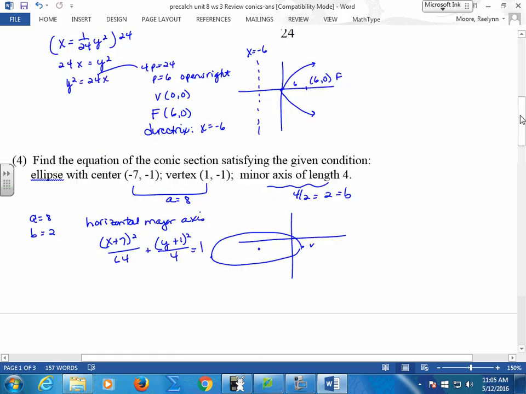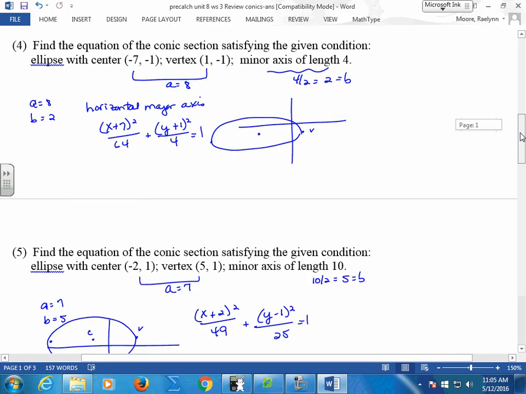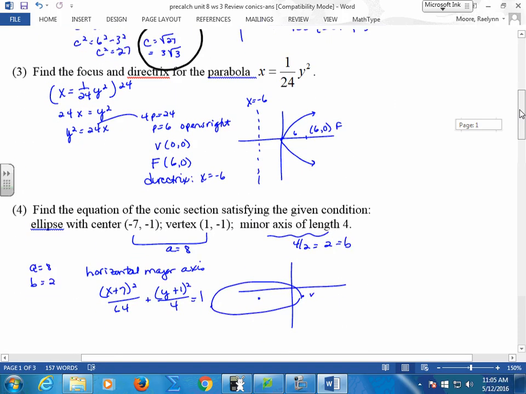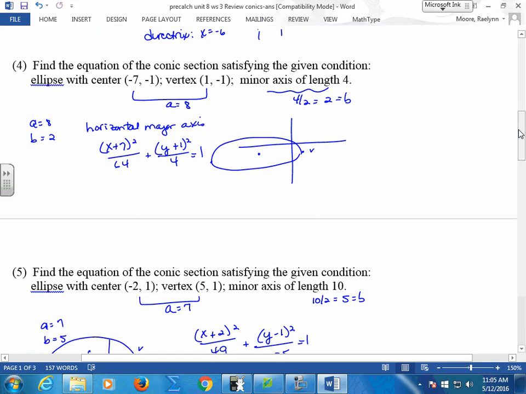Okay, then we had a parabola we didn't have to do. No, we didn't have to do. No, and now we have an ellipse we have to find. So let's take a look at this guy. We have an ellipse whose center. No, that was a parabola. We crossed that out. Yeah.